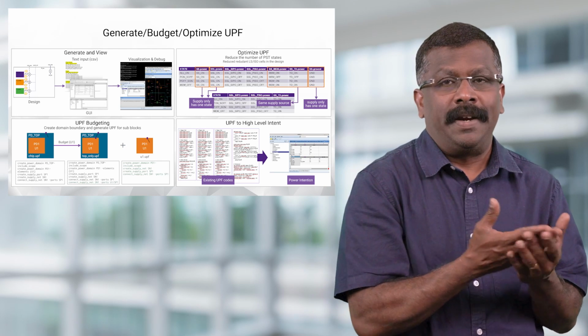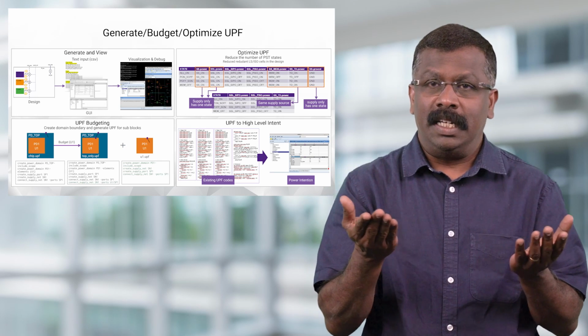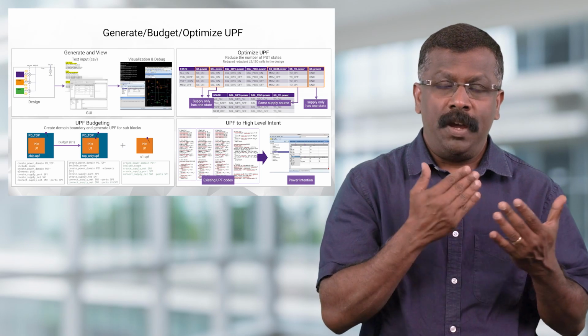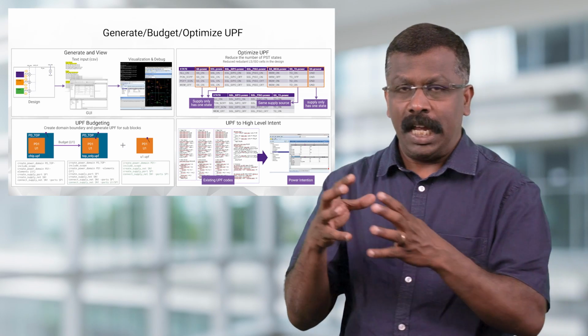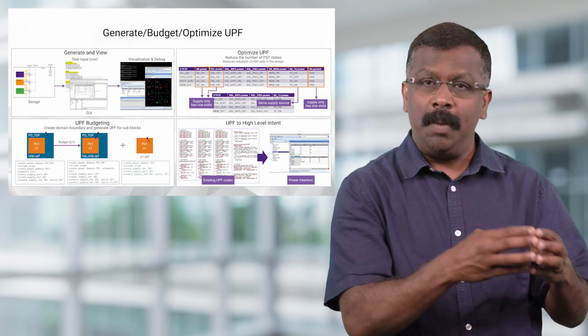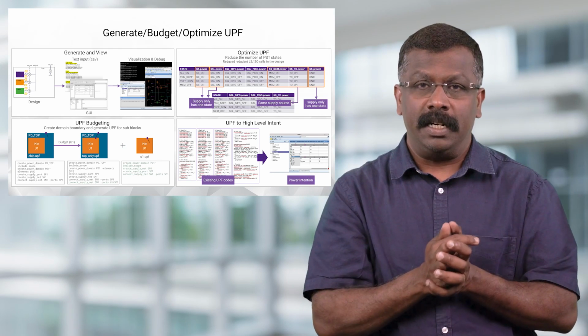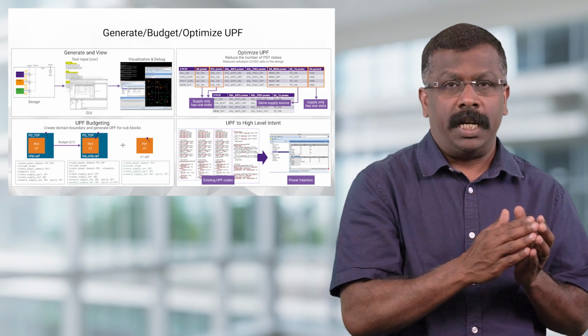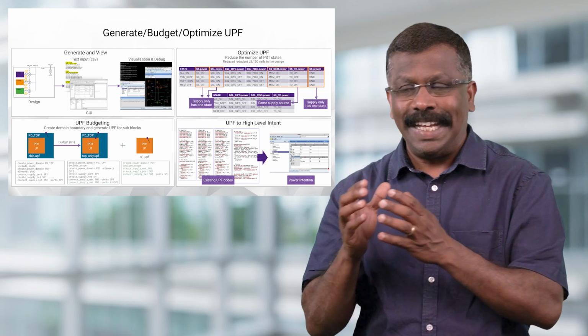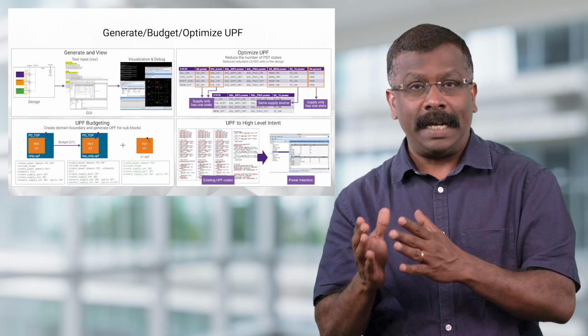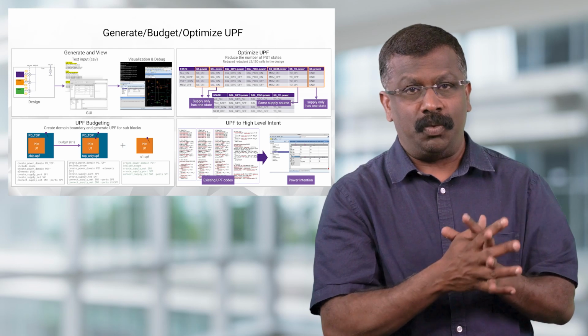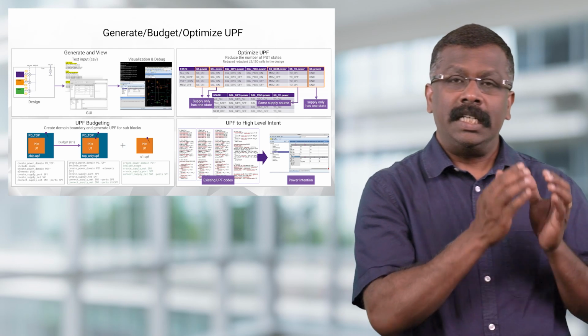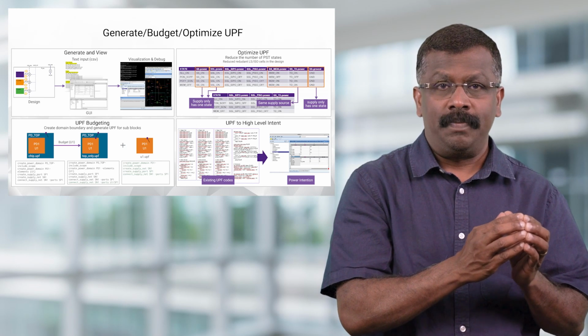One of the typical requirements for any design is budgeting. UPF Architect can budget the UPF for each sub-block and generate IP level UPF from a top level intent. UPF Architect can also convert an existing legacy UPF back to high level formats such as CSV so that the intent is all maintained in one place.